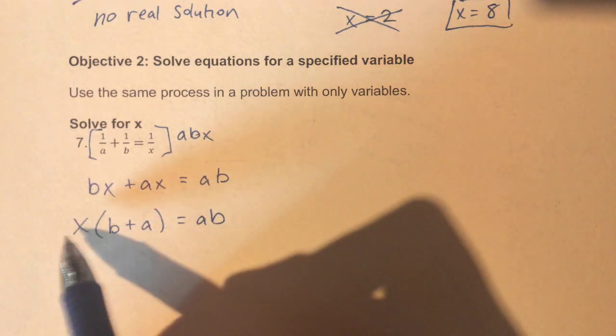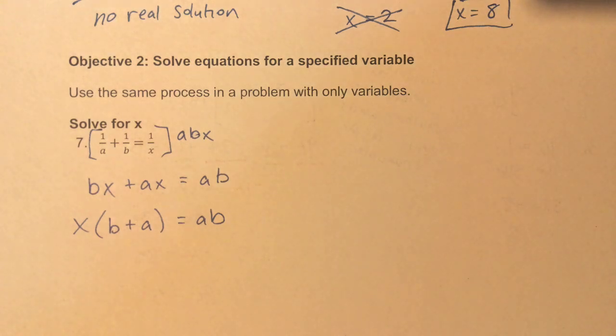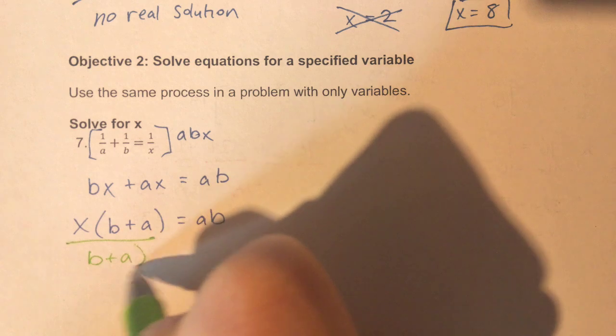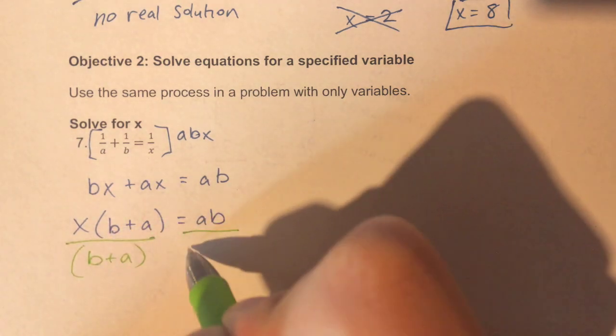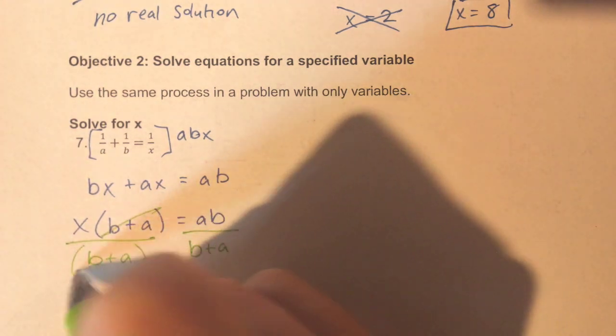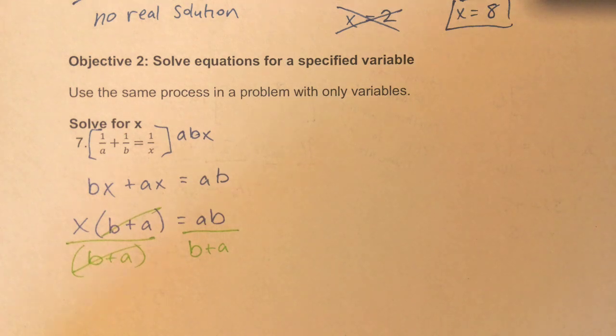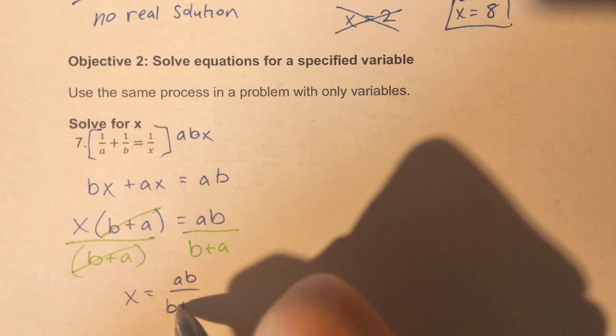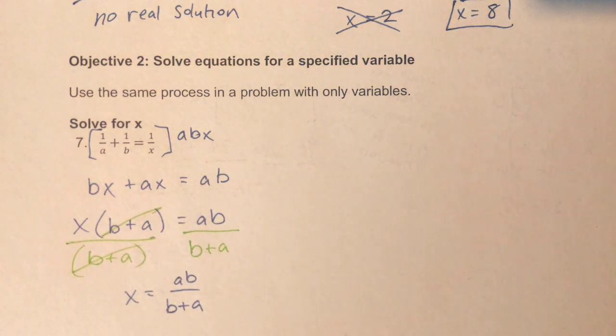And then one more step to get x by itself. What do you do? You divide, right? The x is multiplying to the b plus a, so to get rid of it, we would divide by b plus a. If I do that to one side, I have to do it to the other side. And I don't really need parentheses because it's the only thing in that denominator. And there's your solution. X is ab over b plus a. So it's kind of a weird one, but you'll see a few examples of that.